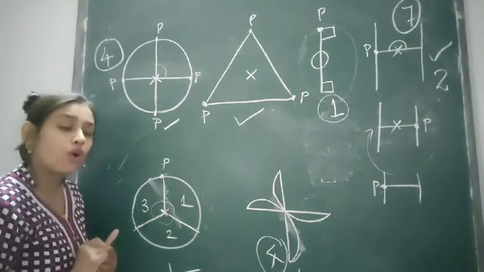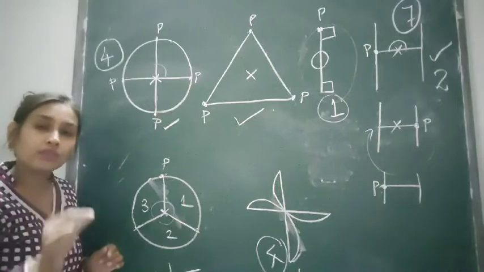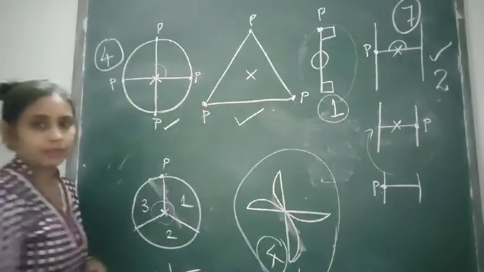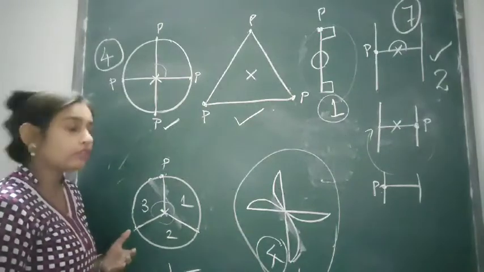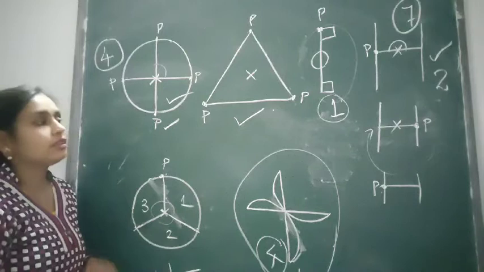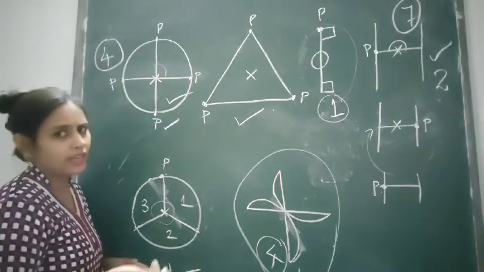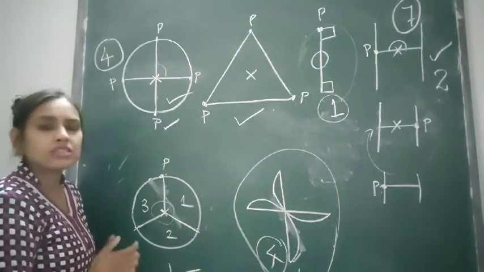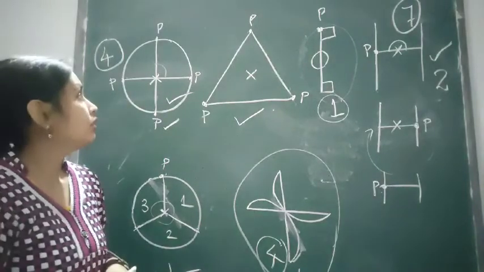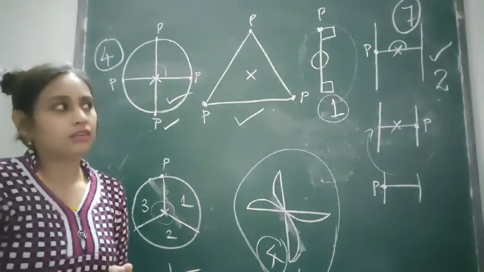And the examples of figures which have only and only rotational symmetry, windmill, and those who have both, circle, equilateral triangle, square, okay, all the regular figures you can say. So this completes your topic children of rotational symmetry.